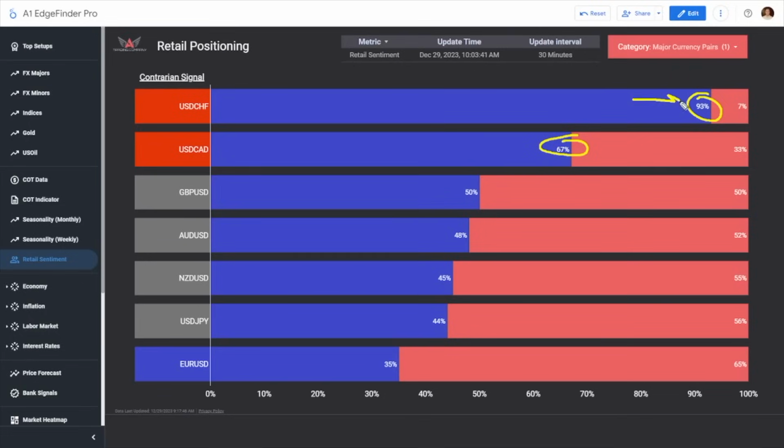You can see 93% of traders are short dollar Swiss. Dollar CAD, 67% of the traders that we polled are long dollar Swiss, long dollar CAD, which gives us that contrarian bearish signal.